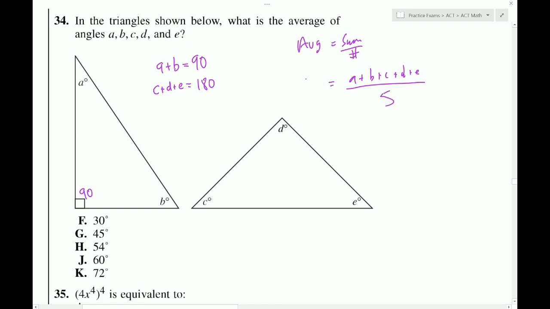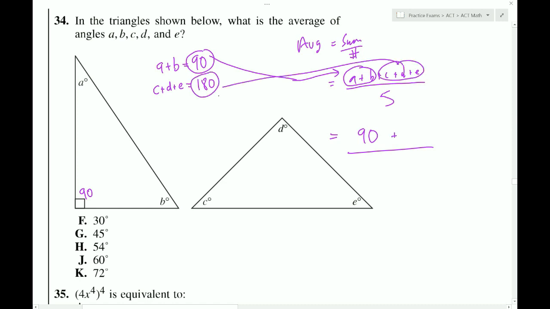So now here's where the trick comes in. We know that A plus B is really equal to 90, right? And similarly, we know that C plus D plus E is really going to be equal to 180. So this is like a bulk plug-in. So we get 270 over 5. So that's going to be 54. That's choice H.